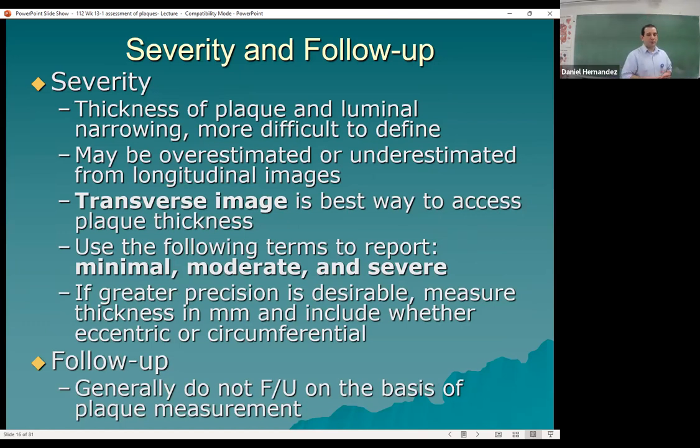The reason we do it in transverse view is if we're in sagittal, trying to determine the thickness or severity of this plaque, we might be clipping it at an improper angle, and we might overestimate or underestimate the severity of that plaque. But in transverse, we can see all walls of that vessel, and we can get a very good idea as to the degree of luminal narrowing. So with this, we can use terms like minimal, moderate, severe. A lot of labs will use just greater than 50%, less than 50%.